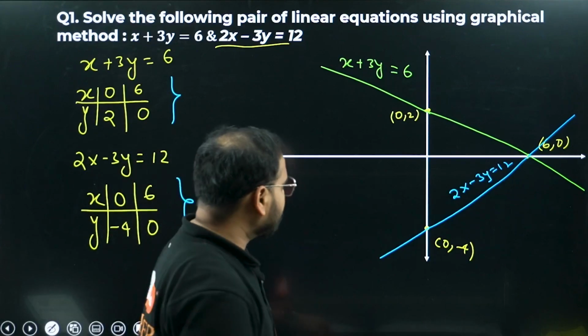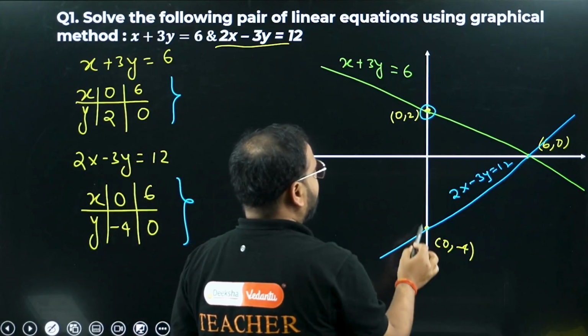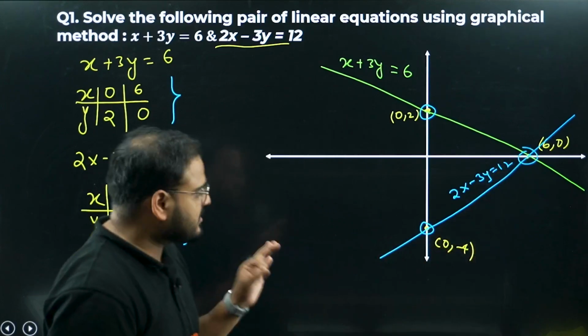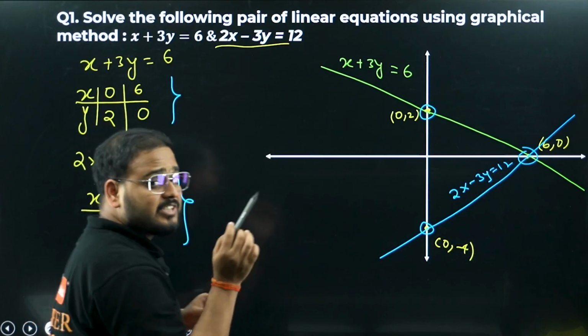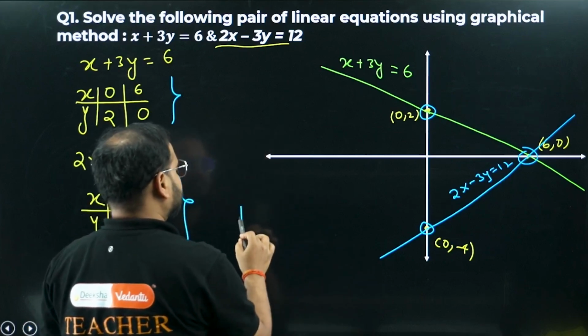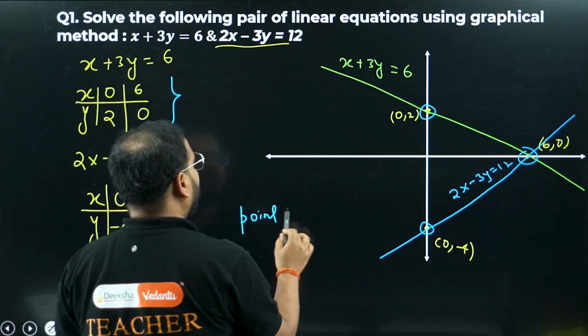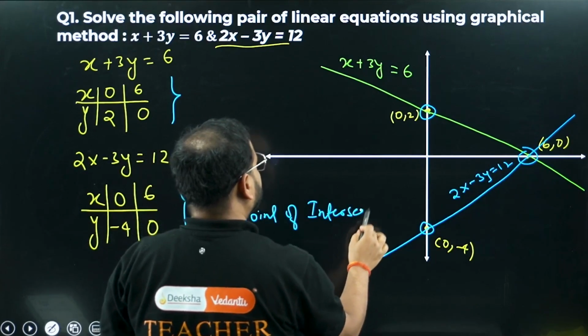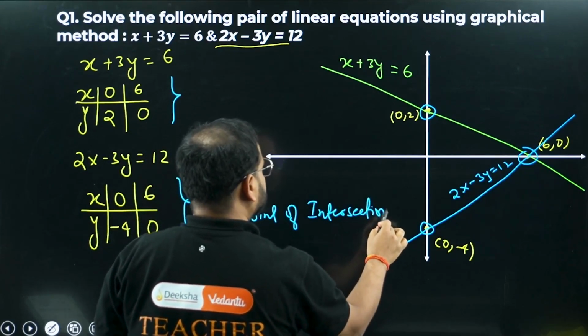Plot them to get the graph of the linear equation mentioned there. And from there, is this the end? No, sir. Now check for the point of intersection. How much is that?